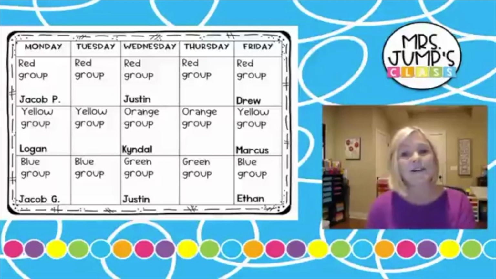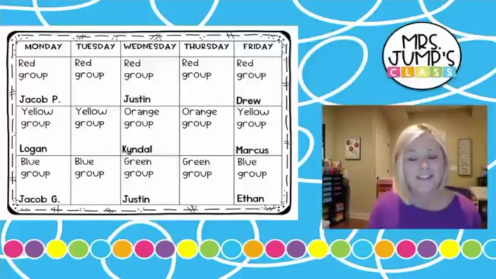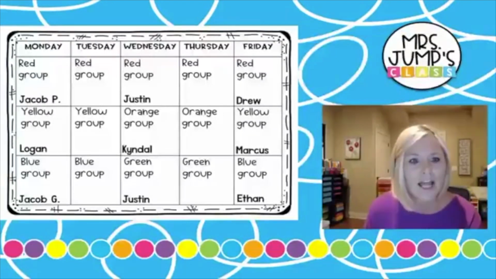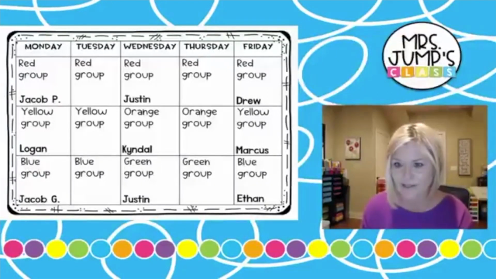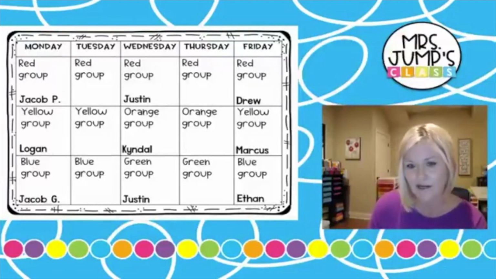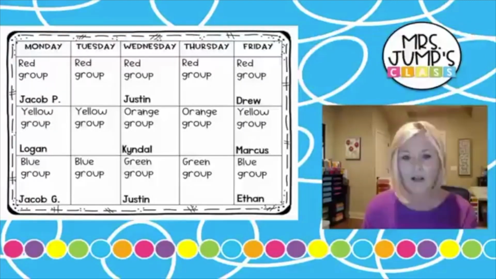All right, so you can see how I planned that. Now you may be asking yourself, what are those names in some of those boxes? Like you see on Monday, my red group, it says Jacob P. On Wednesday, the red group, it says Justin. And on Friday, it says Drew.